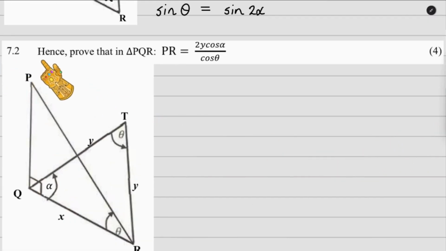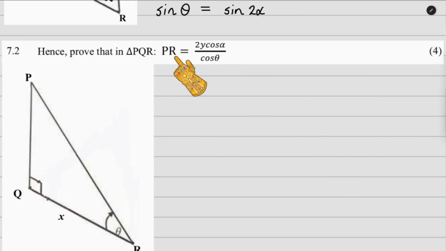And 7.2 says hence. When I see this word hence, you've got to look at your last answer. They're telling you, use this to help you. Prove that in triangle PQR. Alright, let's get rid of the other triangle. We're only working in PQR now. We need to prove that PR is equal to this trig expression. So PR forms the hypotenuse of our triangle, and we are working in a 90-degree triangle. We're on the nice side of town. In a 90-degree triangle, we've got 2 tools at our disposal.